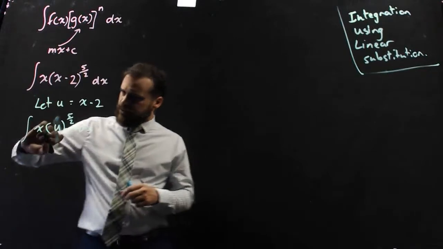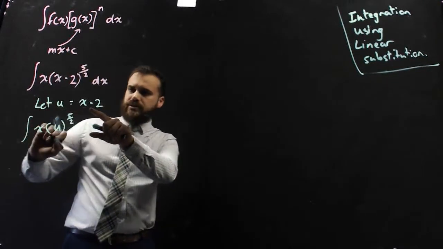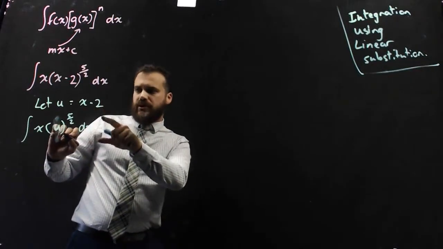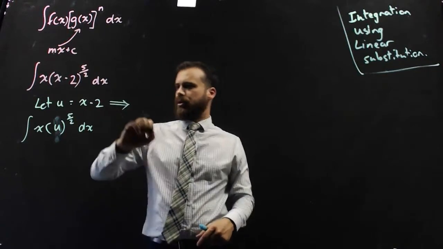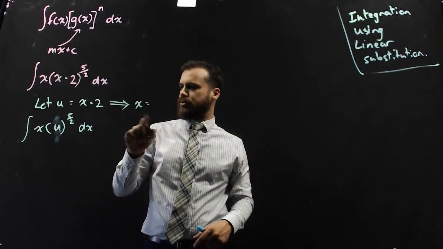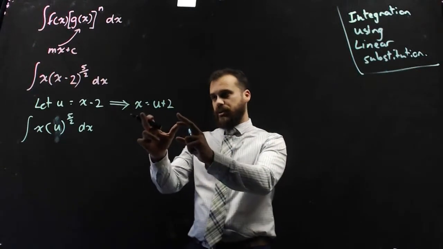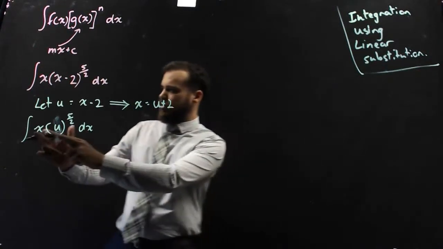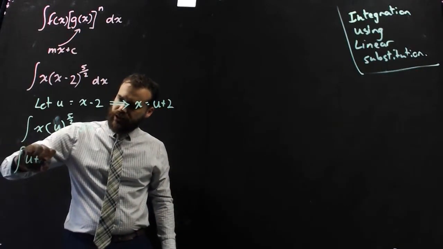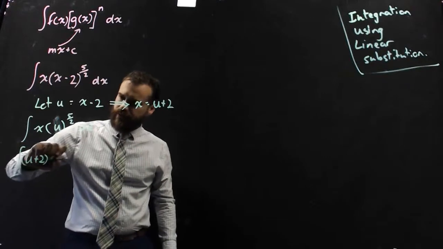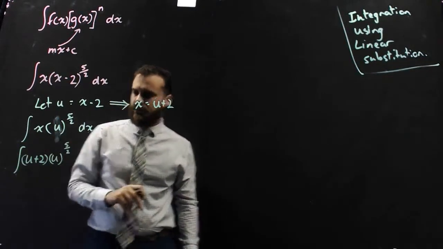So thinking about how we can do this, we can change this x. We said that u is equal to x minus 2, so that means x is equal to u plus 2. So I can take that u plus 2 and put it in here. So that's going to be u plus 2 times u to the 5 on 2.